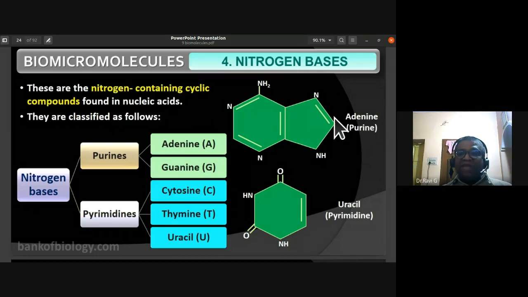So we have the example of adenine, which has the amino group and nitrogens. You can see the nitrogen containing bases, we call it as containing cyclic compounds found in nucleic acids. So the nitrogen base adenine, which is a purine, has two rings together, whereas the pyrimidines, for example uracil, you notice that they have only a single ring. Okay.